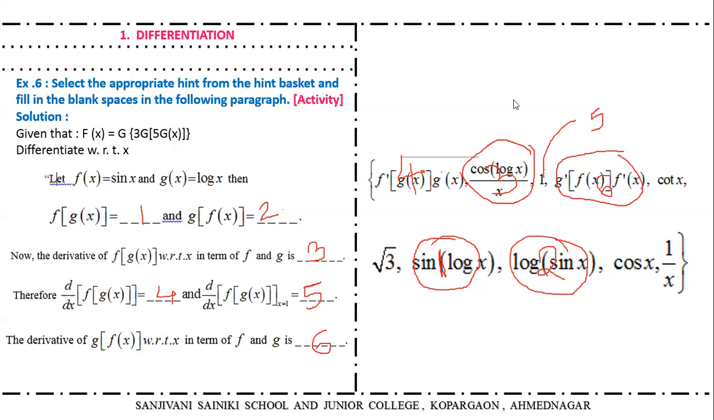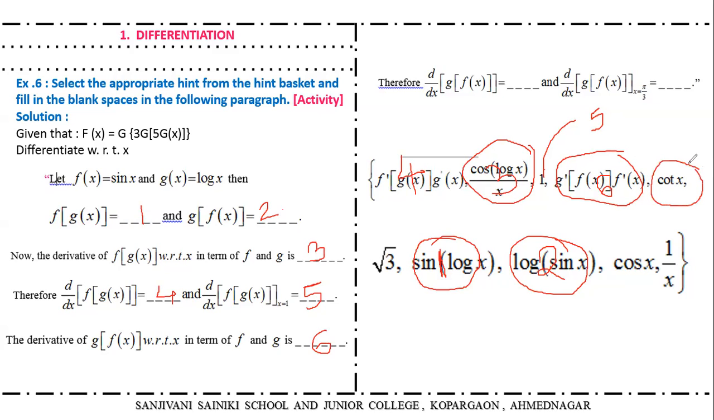Then the next one, d by dx of g of f of x. D by dx of g of f of x means log of sin x. Its derivative is 1 upon sin x into cos x, which is given by cot x. So this is the seventh blank space.